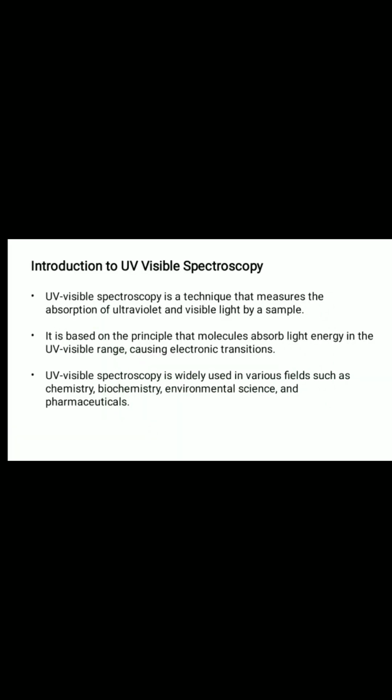Today I am going to explain the principle and application of UV spectroscopy. Introduction to UV visible spectroscopy. UV spectroscopy is a technique that measures the absorption of ultraviolet and visible light by a sample. It is based on the principle that molecules absorb light energy in the UV visible range, causing electronic transitions. UV visible spectroscopy is widely used in various fields such as chemistry, biochemistry, environmental science, and pharmaceuticals.